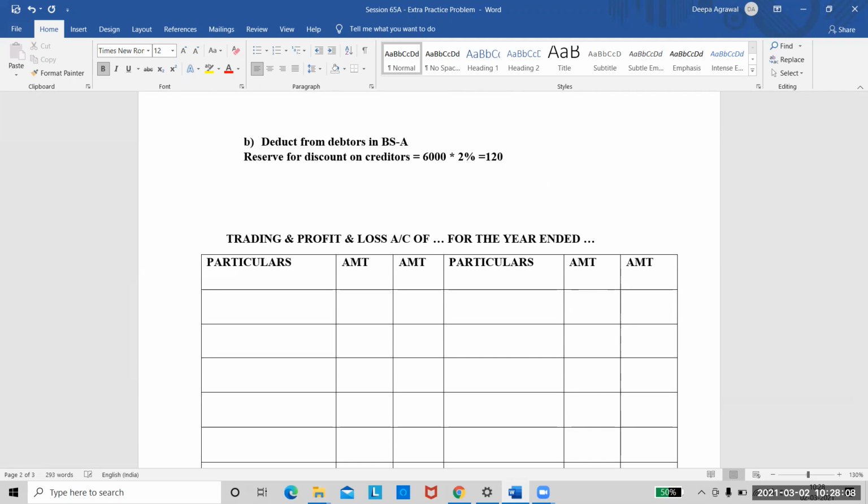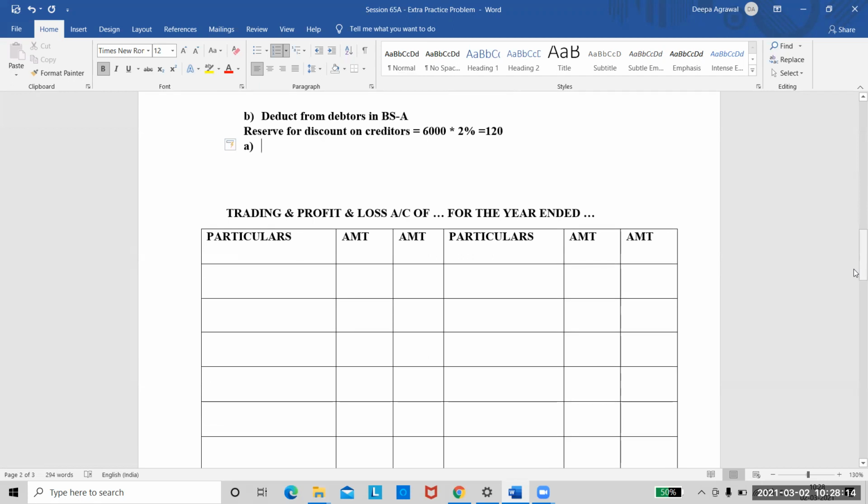And what are the two treatments for this one? Where will you take this? Where do I take reserve for discount on creditors? Is it an expense or an income for the firm? Ma'am, income. Yeah, it's an income. Who are creditors? The parties we owe money to, the people to whom we have to pay money. So if we are paying money, we will get discount, right? So this is an income.